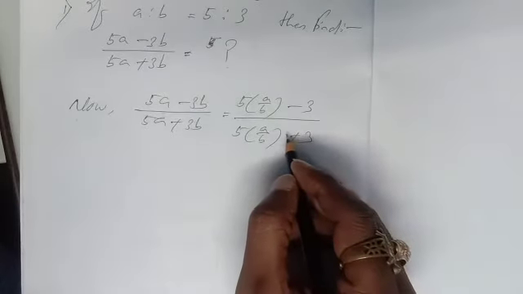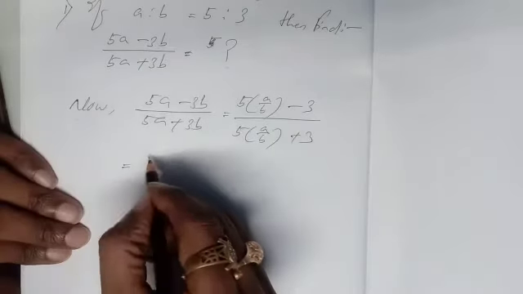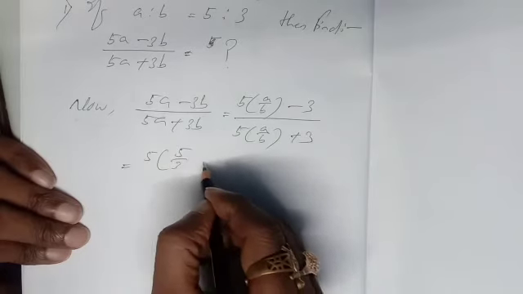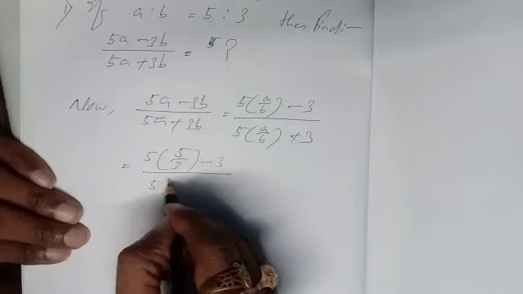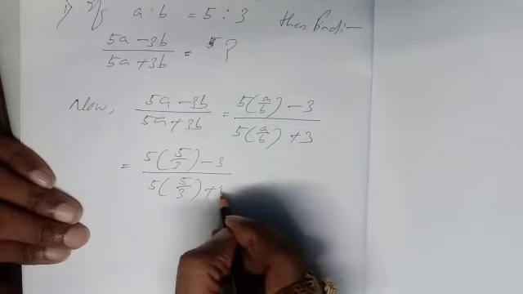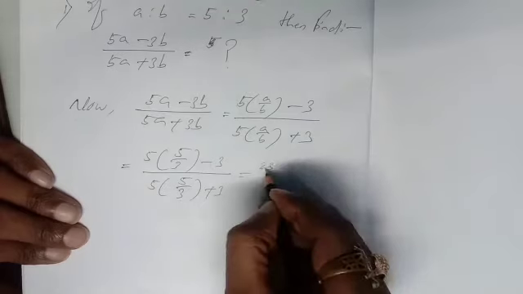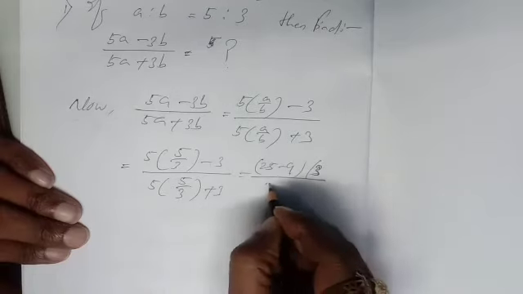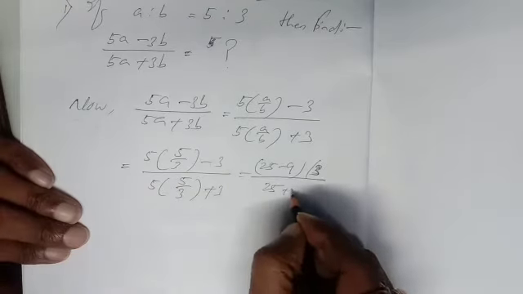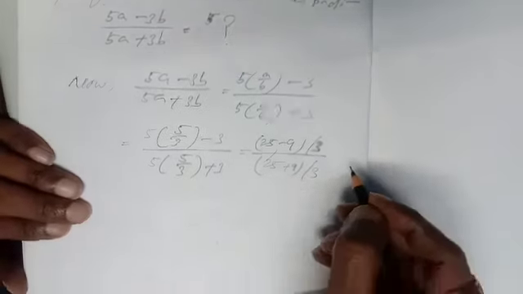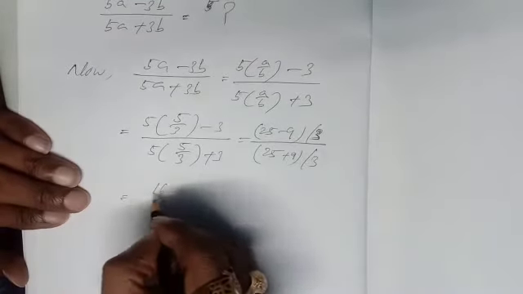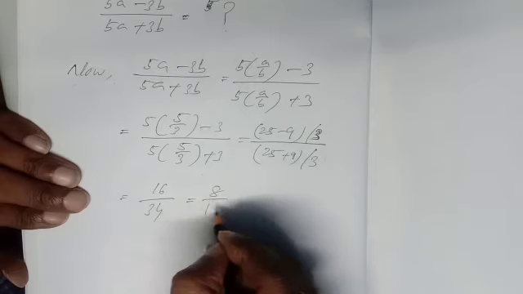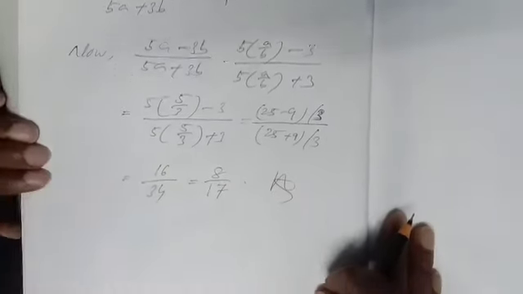After that, just put the value of A by B. What is A by B? That is 5 by 3, it is given. So 5 into 5 by 3 minus 3 by 5 into 5 by 3 plus 3. How much are you getting? 25 by 3 minus 9 by 3, and here also the same thing, 25 by 3 plus 9 by 3. So the 3 will be cancelled. 25 minus 9 is 16 by 25 plus 9, that is 34. It will go by 2, 8 by 17. This is the answer of question number 1.